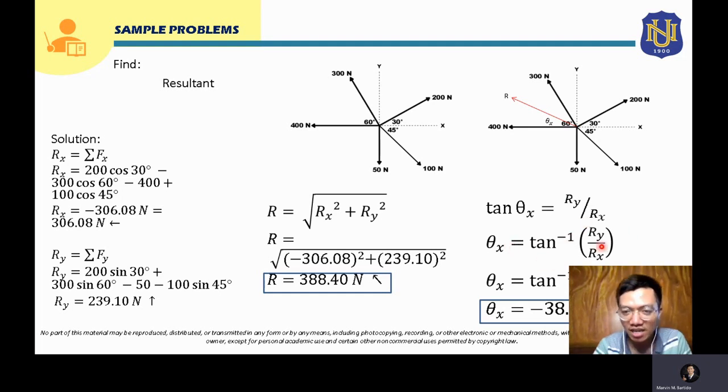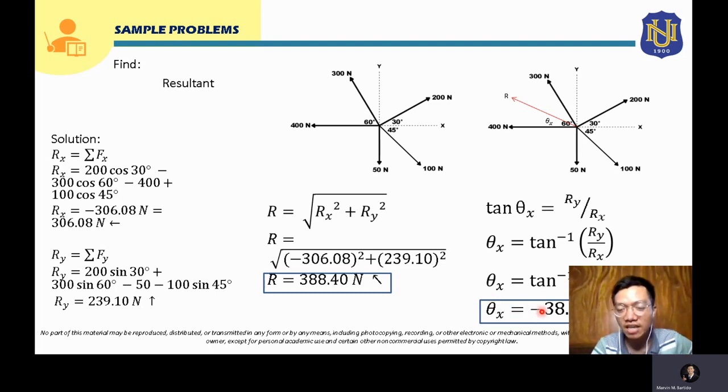So that will just be arctangent. To solve for theta x, that will be arctangent of Ry over Rx. So that will be arctangent of 239.10, your Ry, over negative 306.08, your Rx. That will be equal to negative 38 degrees. So that will now be your theta x.